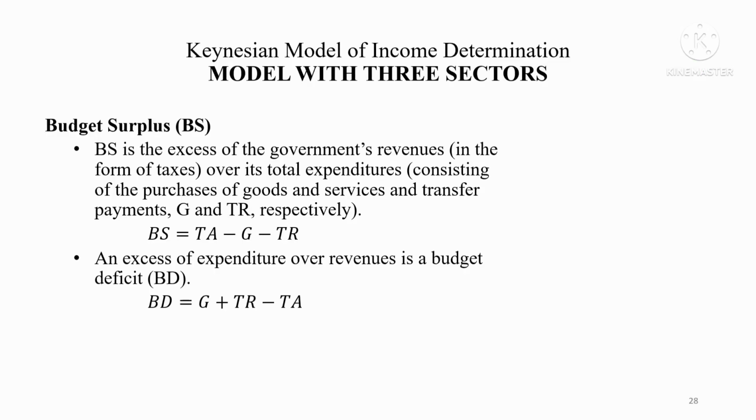We have also the terms budget surplus and budget deficit. The government may either incur a budget surplus or a budget deficit. Budget surplus occurs if government's total revenue in the form of taxes exceeds its total spending, while budget deficit occurs if spending is greater than the revenue collected. These are the equations for the budget surplus and the budget deficit.